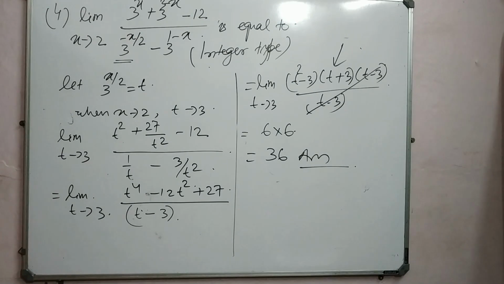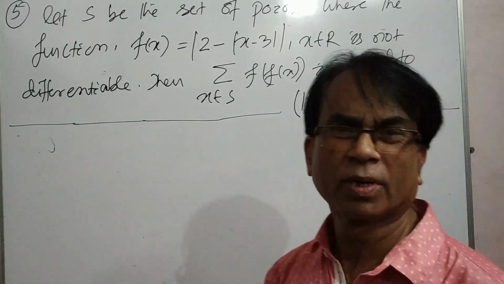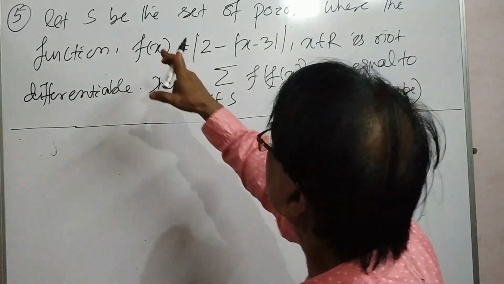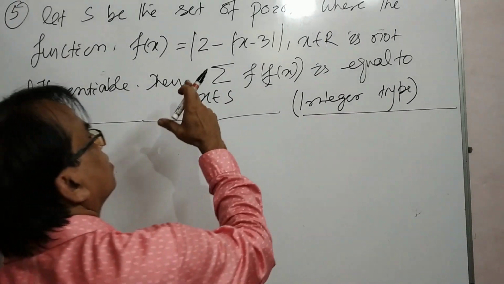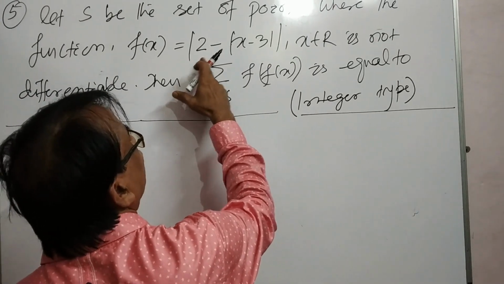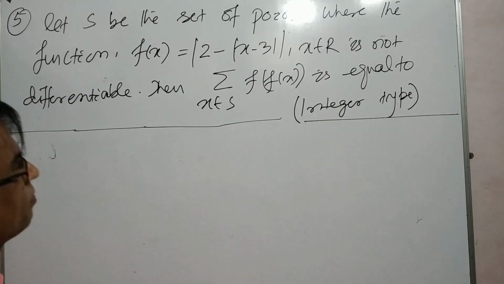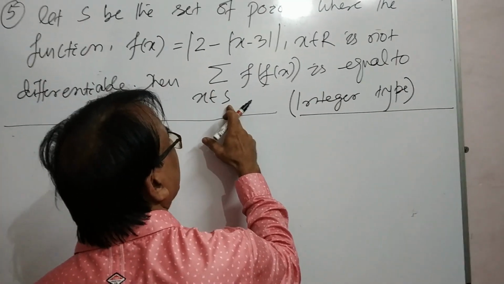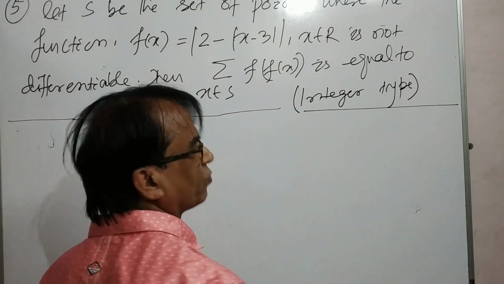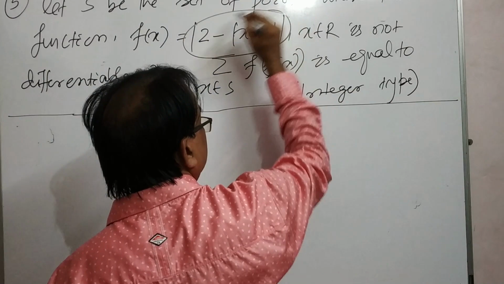Next, another integer problem, question number 25. Let S be the set of points where the function f(x) equals mod of 2 minus mod of x minus 3, x belongs to R, is not differentiable. Then the sum of the values of f(x) for x belongs to S is equal to, it is an integer type, and the most important thing is drawing the curve.